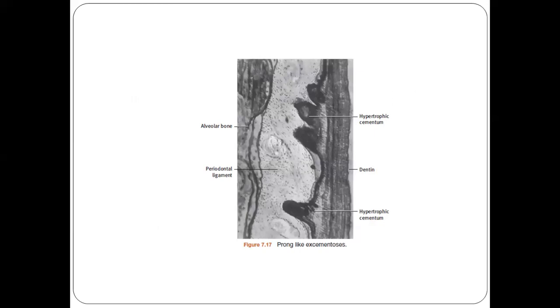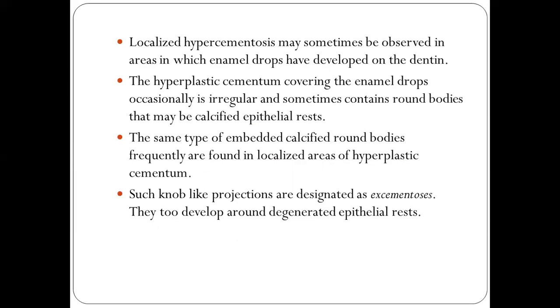These are the diagrams showing the part of the hypertrophic cementum. Localized hypercementosis may sometimes be observed in the area in which the enamel drops have developed on the dentine. These hyperplastic cementum covering the enamel drops is occasionally irregular and sometimes contains round bodies that may be calcified epithelial rests. The same type of embedded calcified round bodies are found frequently in localized areas of hyperplastic cementum.